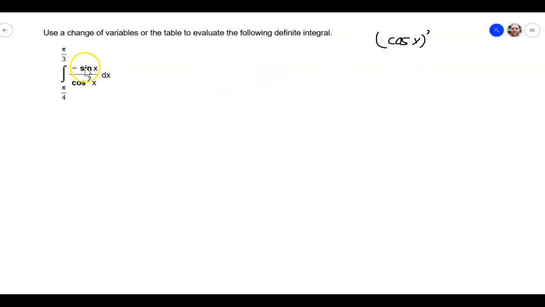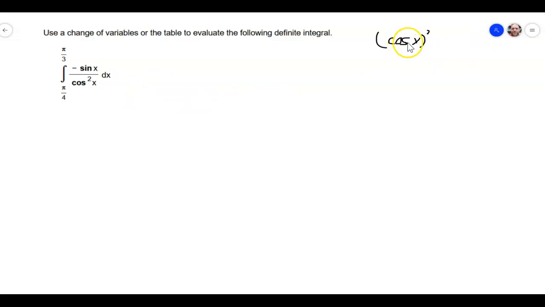Now, if I were to let u be the negative sine of x, well, the derivative of the sine of x is the cosine of x, so the derivative of the negative sine of x would be the negative cosine of x. And we do have a cosine of x in here, but we have two of them. So that would be an issue dealing with the other one. So we couldn't really go the other direction here. We can only go this one direction and kind of deal with it in that way. So that's what I'm going to do here.